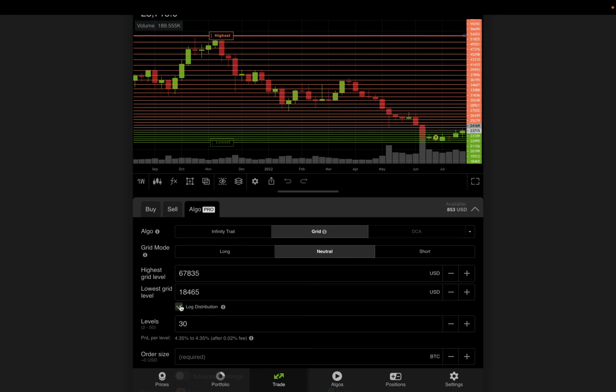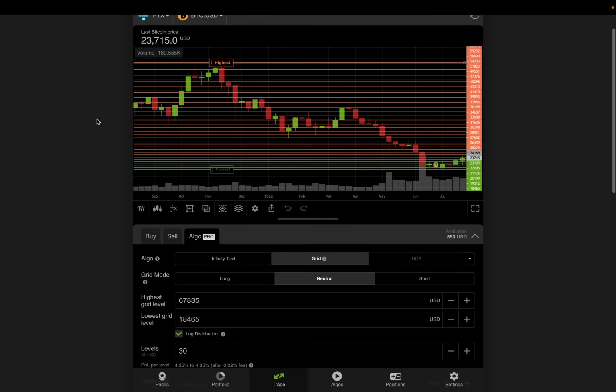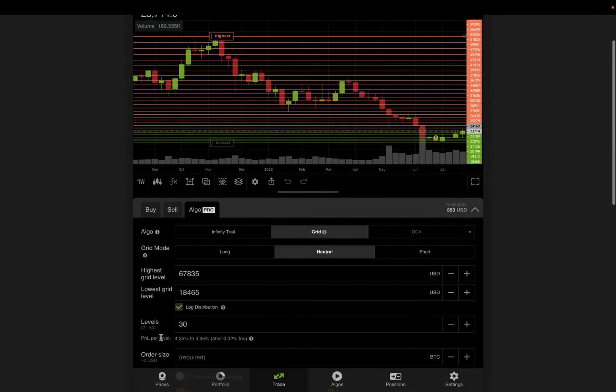With log distribution, it's completely different. So once I check here, look, I'm unchecked, checked. So log distribution, as you can see, distributes the levels not linearly, but with an equal distance of price percentage change. So the percentage change of the price between this level and this level is the same as between this level and this level. So once you get this, look what happens. Now P&L per level is pretty much uniform across those.